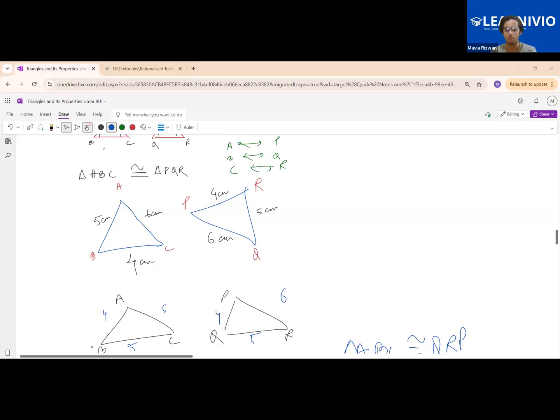See, Umar, they are congruent. ABC and the other triangle are both congruent. You just have to mark it. Like basically one is tilted. "No, sir, they are not congruent." But see, they are. I am telling you they are because the sides are equal.